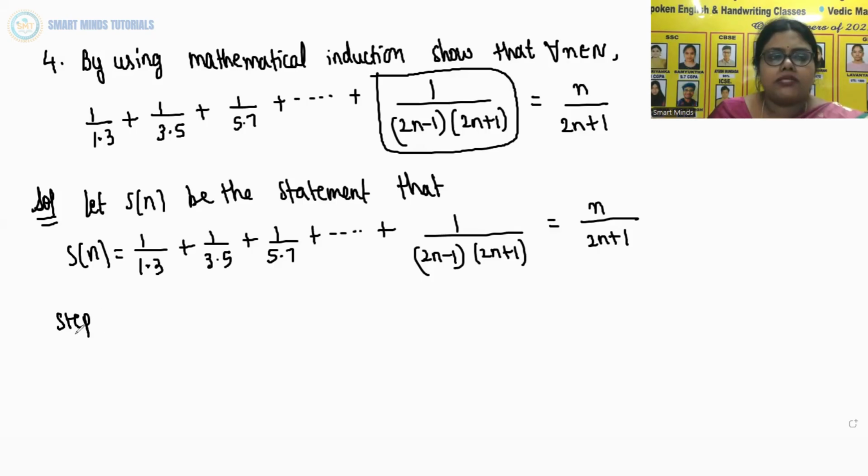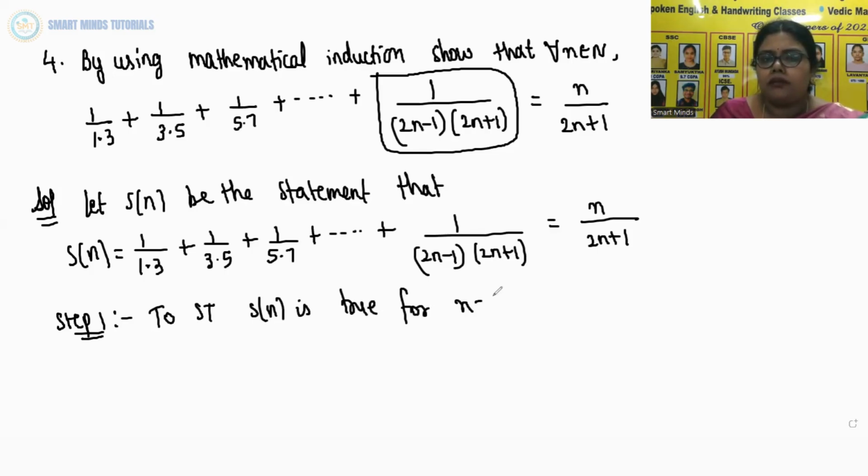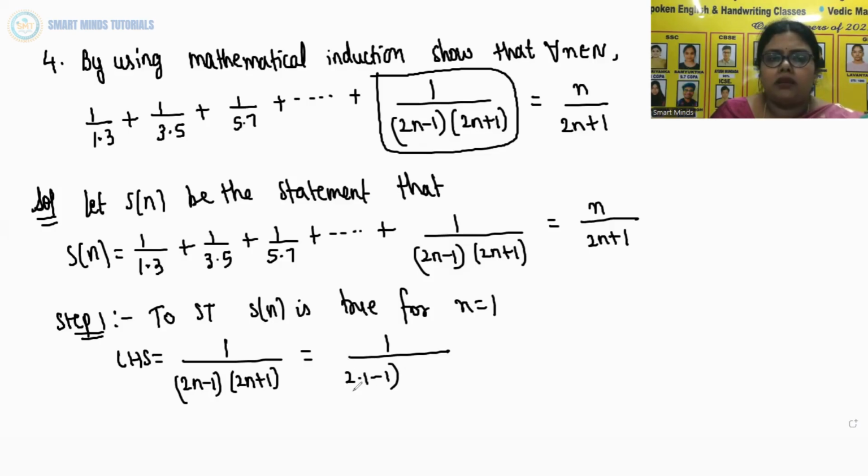Now we will start with step 1. What will be the first step? To show that S of n is true for n is equal to 1. So first we will take LHS. In LHS we need to take nth term. So what is nth term? 1 by 2n minus 1 into 2n plus 1. Now put n is equal to 1. So 2 into 1 minus 1 into 2 into 1 plus 1. So that is 1 by 2 minus 1 is 1 and 2 plus 1 is 3. So LHS is 1 by 3.